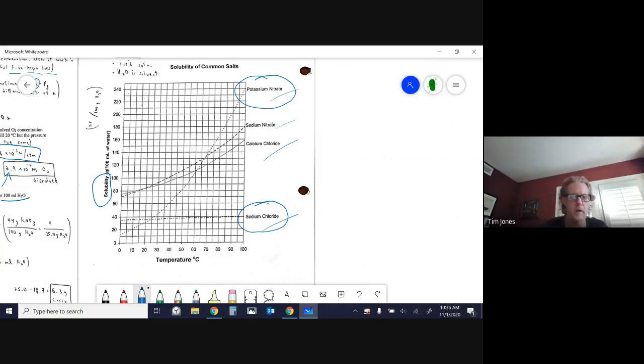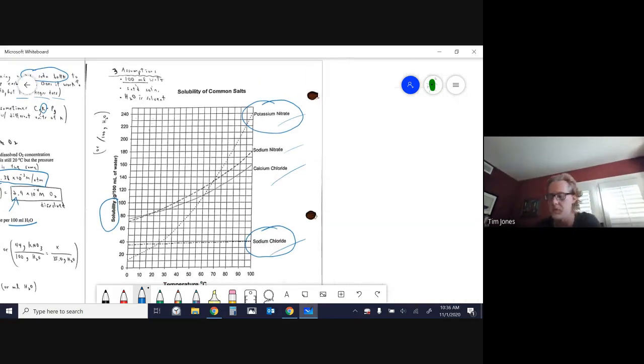Some things to be aware of are my three assumptions. I've already mentioned 100 milliliters or 100 grams of water. The line, if you're on the line, you are right at saturated. So the line represents the saturated solution. Above the line would be either impossible or supersaturated. And for these problems, you kind of want to ignore the supersaturated concept unless they say to use it. And we assume that water is the solvent for this particular graph.